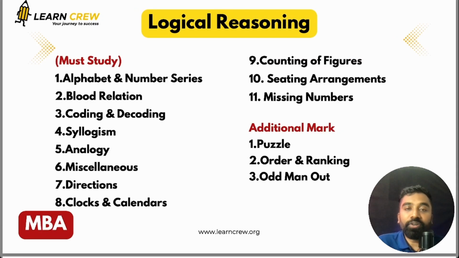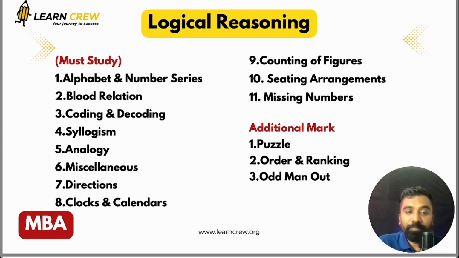Next, we are coming to your MBA. In MBA, you have equal weightage for all the different sections. Okay. First off, you have logical reasoning: alphabet and number series, very important. More questions will be asked from this. Then blood relations, coding and decoding, syllogisms, analogy, some miscellaneous questions randomly they will ask. And then you will be having directions, clocks and calendars, counting of figures, seating arrangements, and missing numbers.